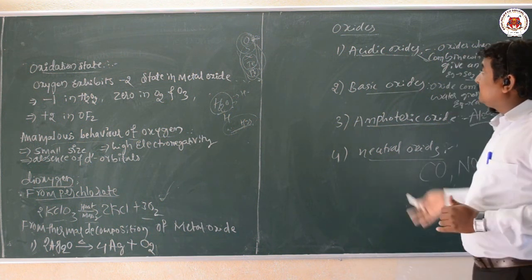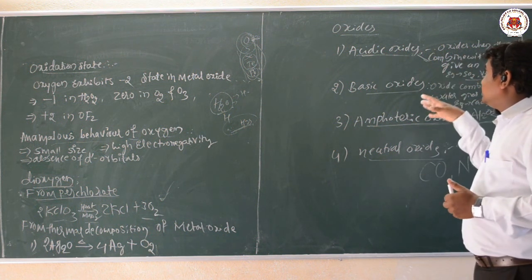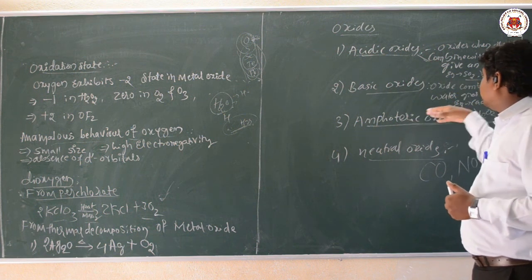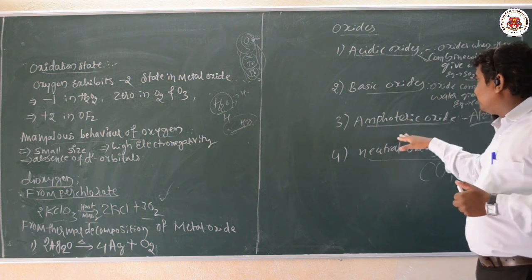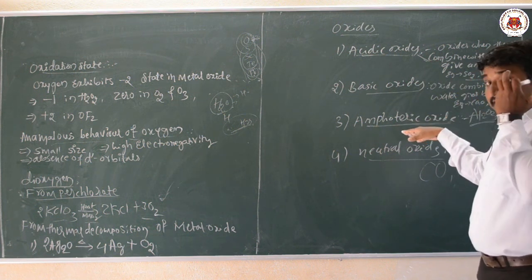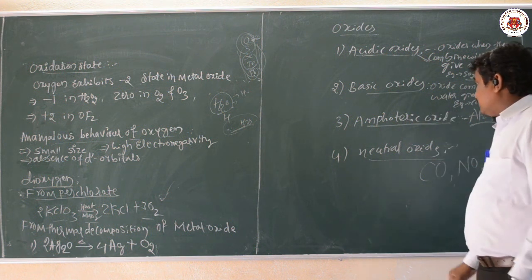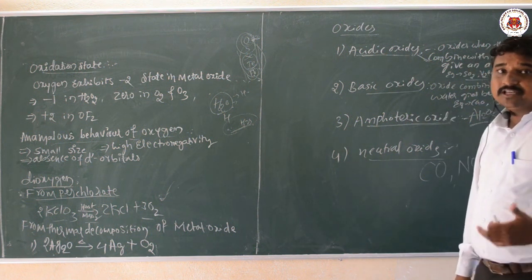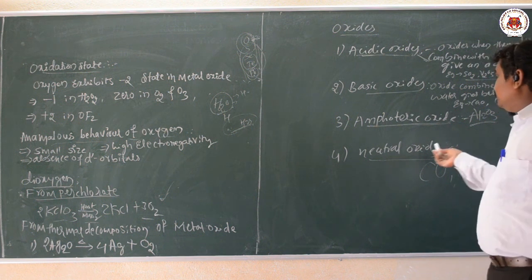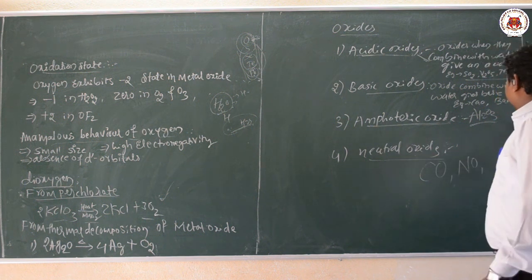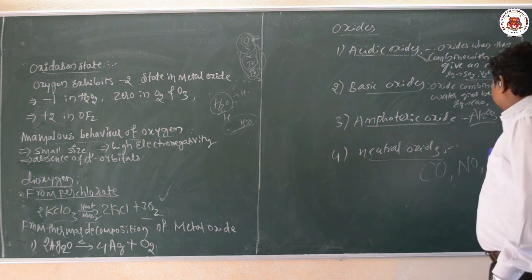So these are the types of oxides: acidic oxide along with examples, basic oxide along with examples. Amphoteric means an oxide which shows both characters, acid as well as base. And then the last one, neutral oxide, neither acidic nor basic. Examples are carbon monoxide and nitric oxide.